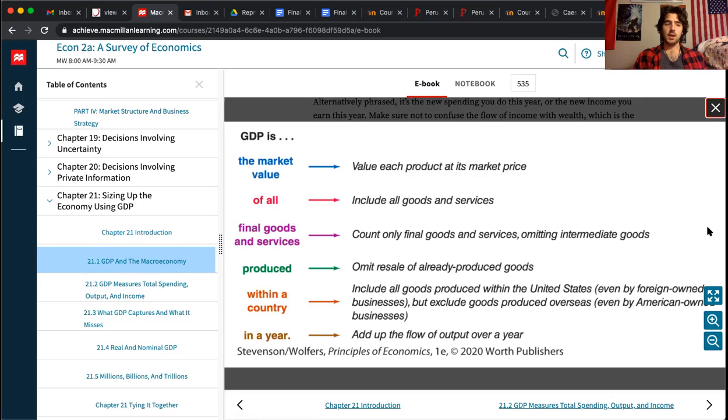But likewise, you're also not going to include the sales by a Harley Davidson dealership or manufacturer in Germany, because it's physically in Germany. You're going to include the Nissan's outputs because they're physically in the United States. In a year: add up the flow of output over a year. Just a time frame, which you add up. A year. It's good enough.